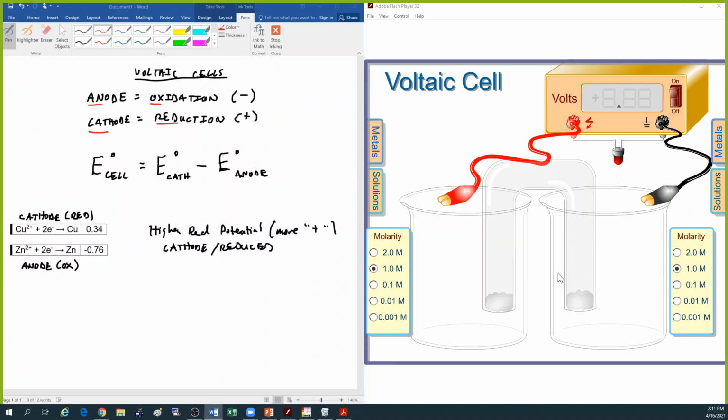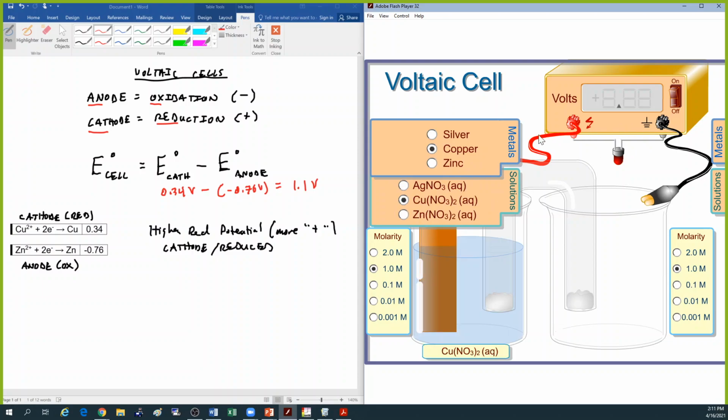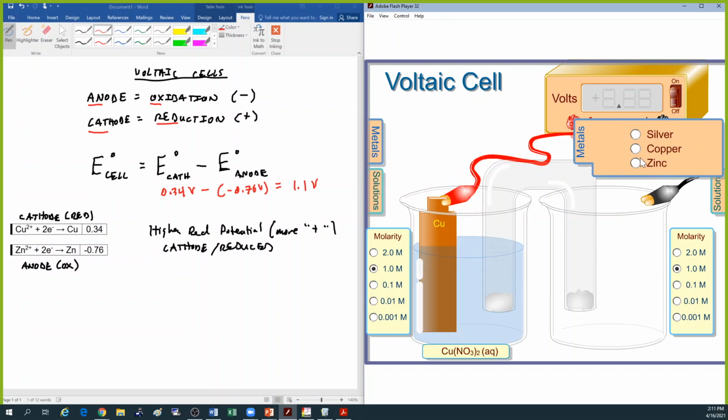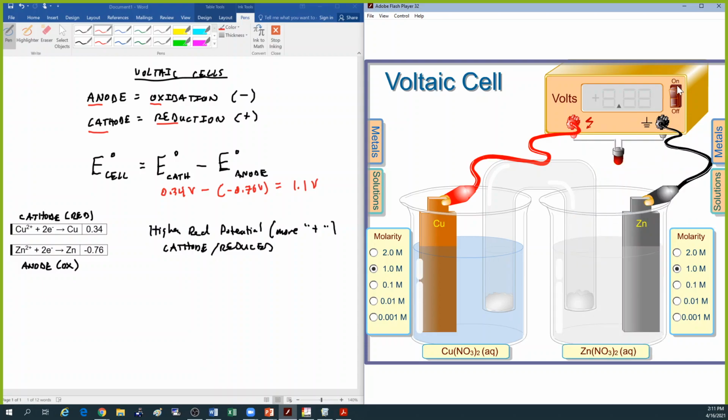Now, like I said, the math here is quite simple because once we know what our cathode is, well, that's 0.34 volts relative to hydrogen. Then we're subtracting this negative 0.76, and that's how we got the 1.1 volts that we saw when we built the cell on the simulation. All right, I'll just throw it back in there. Let's just see it one more time. Ta-da, 1.1, just like we said.